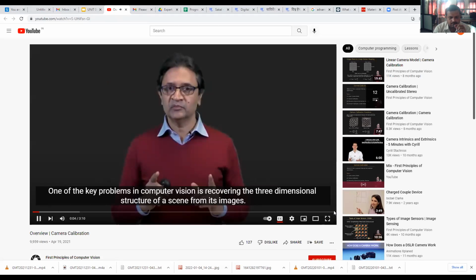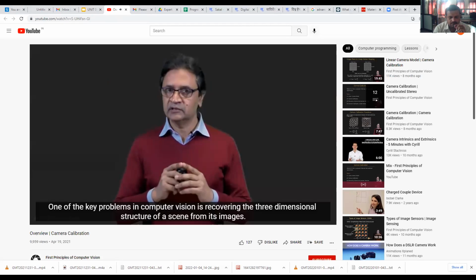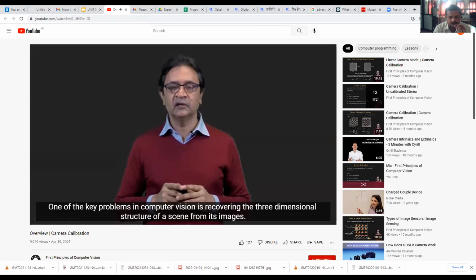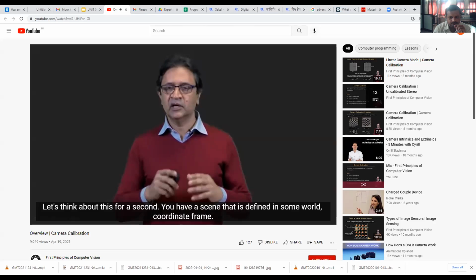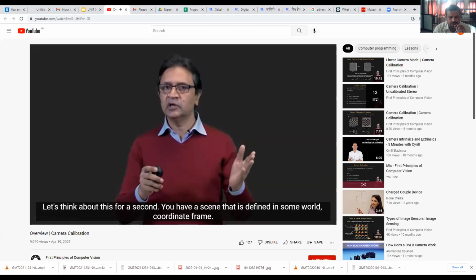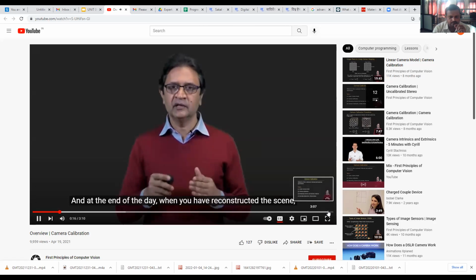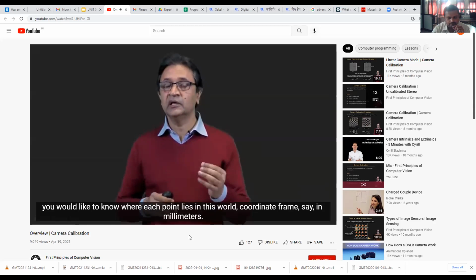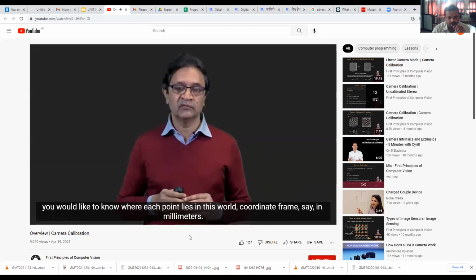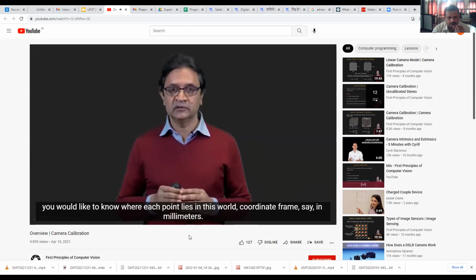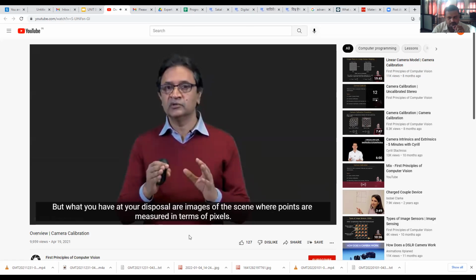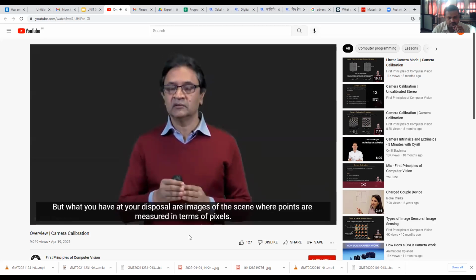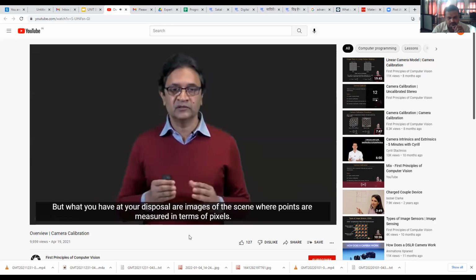One of the key problems in computer vision is recovering the three-dimensional structure of a scene from its images. Let's think about this for a second. You have a scene that is defined in some world coordinate frame. And at the end of the day, when you've reconstructed the scene, you would like to know where each point lies in this world coordinate frame, say in millimeters. But what you have at your disposal are images of the scene where points are measured in terms of pixels.